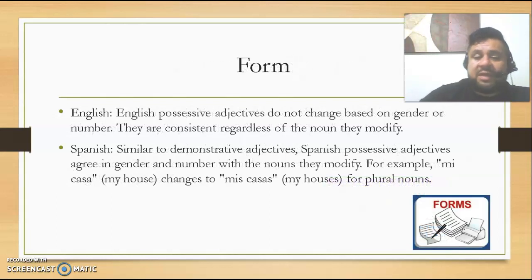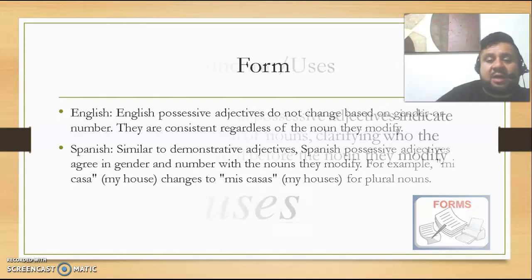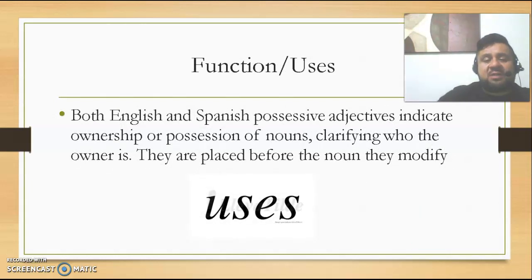The form. In English, possessive adjectives do not change based on gender or number. They are consistent regardless of the noun they modify. In Spanish, similar to demonstrative adjectives, possessive adjectives agree in gender and number with the nouns they modify. For example, mi casa, my house, changes to mis casas, my houses, for plural nouns. The function and the uses.